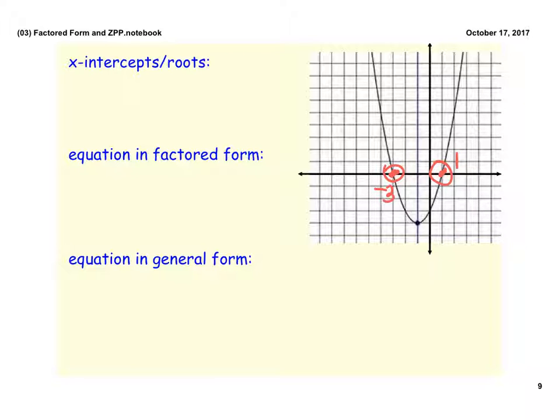And this side of the room, rows 4, 5, and 6, you guys use this vertex right here, which is at -1, -4. You guys write it in vertex form. Because you could do it either way. Rows 1, 2, and 3, you're doing the factored form. Rows 4, 5, and 6, you guys are doing vertex form.